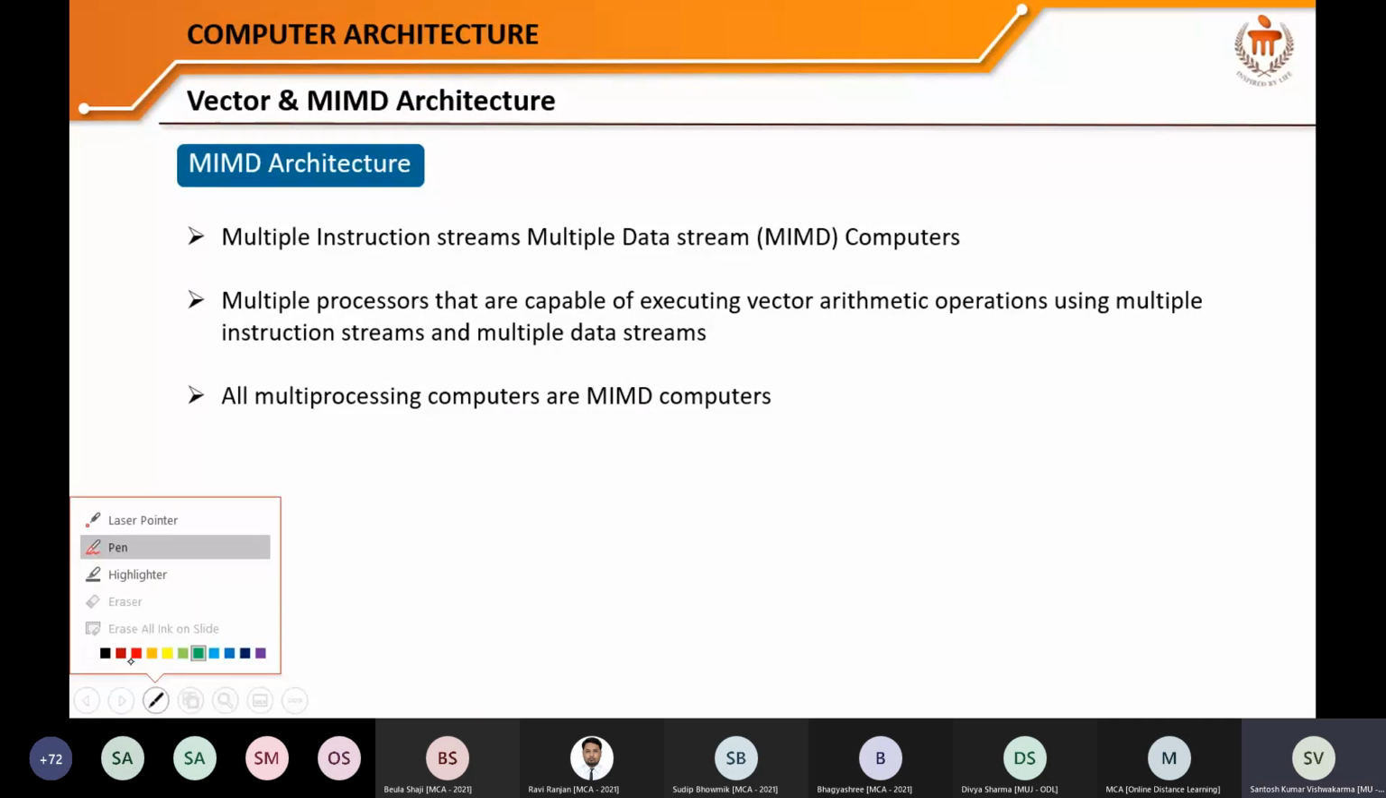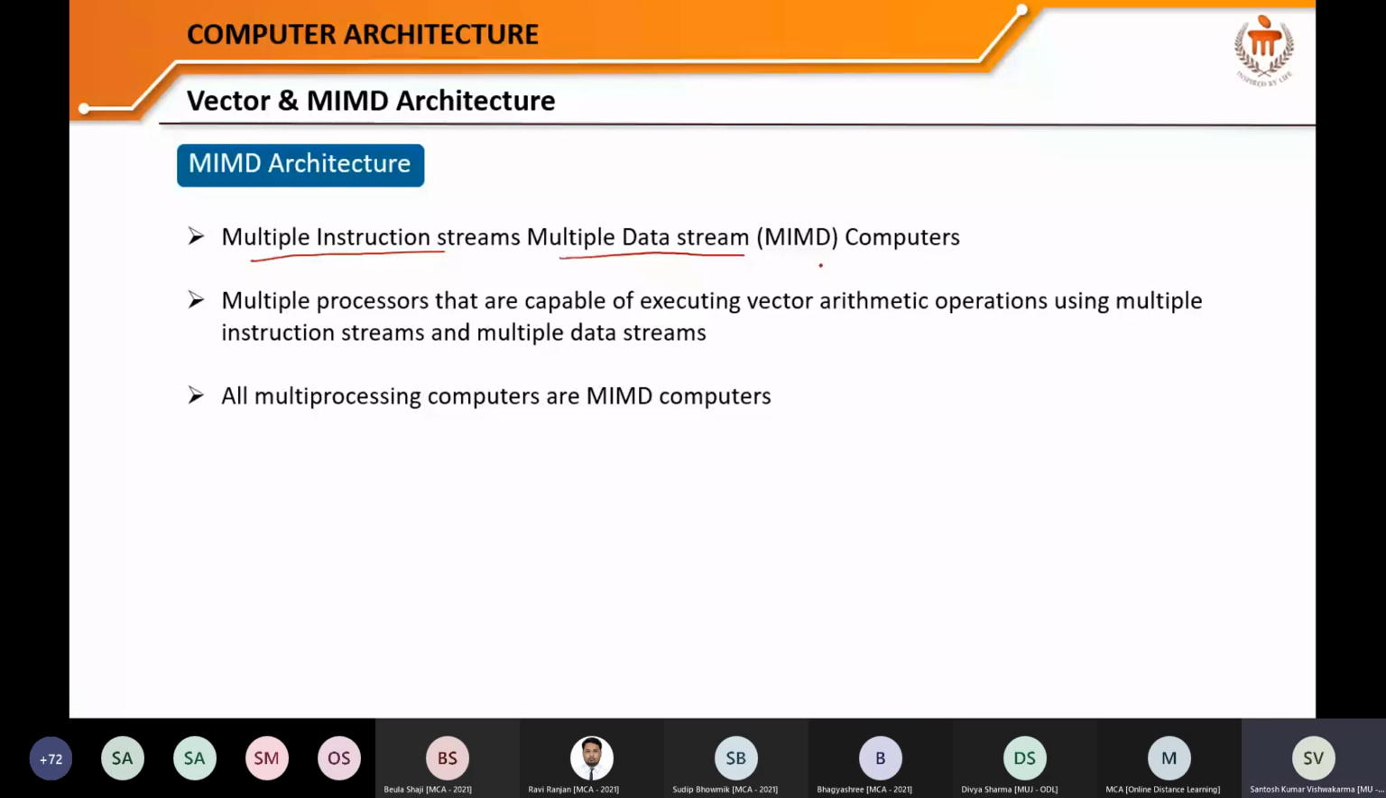Yeah, this stands for multiple instruction streams, multiple data streams, one of the very functional things, and multiple processors that are capable of executing vector arithmetic operations. Very important point: using multiple instruction streams and multiple data streams. And all multiprocessing computers are MIMD computers.